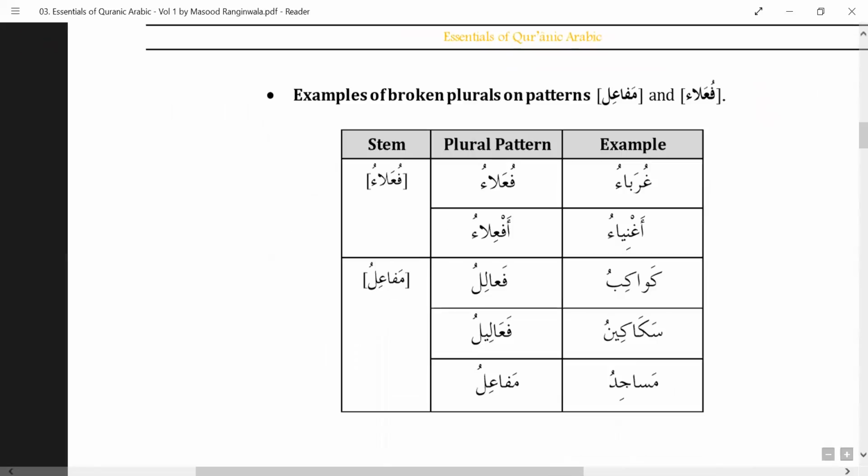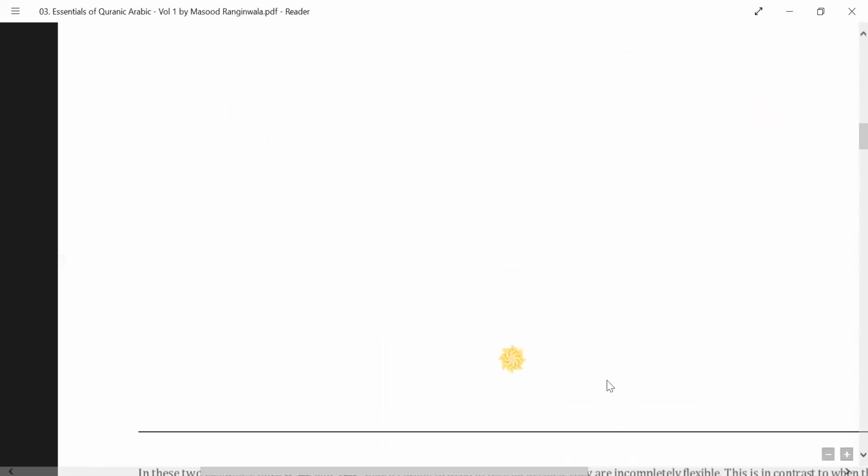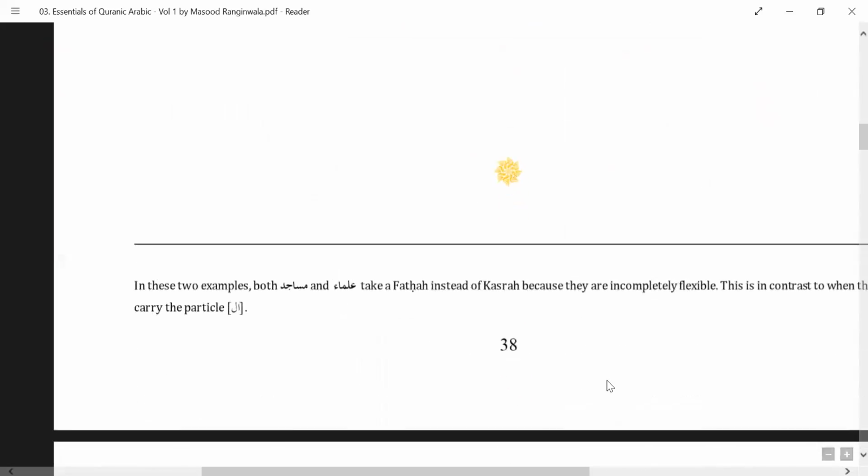Then here there are some examples of the patterns mentioned. Fu'ala and mafa'il was the pattern mentioned for partly flexible. Fu'ala'u, you have ghuraba'u, you have aghniya'u. Then mafa'il, you have kawakib, sakakinu, masajidu. You can just go over the words, no need to memorize them right now.